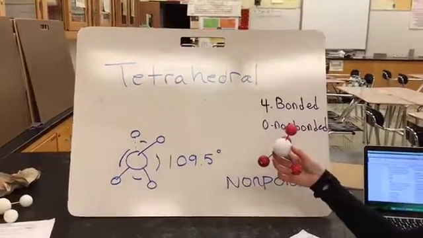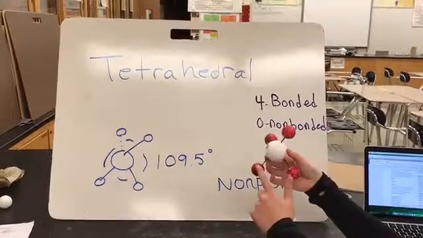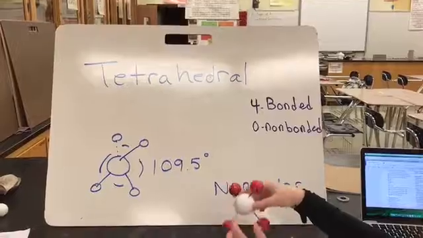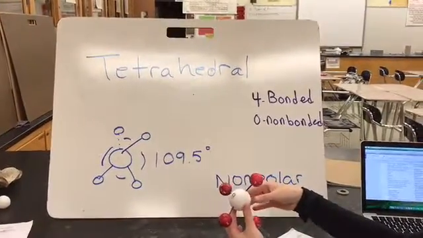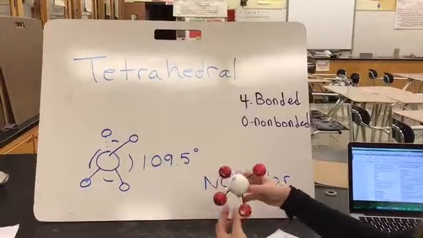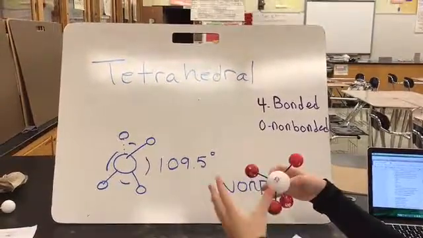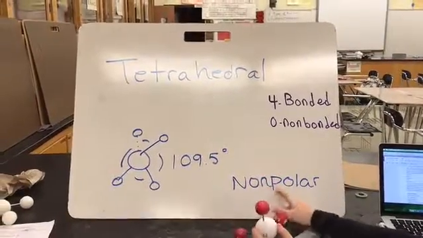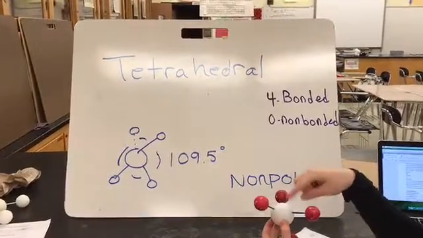Okay, so the third shape is a tetrahedral. It has 4 bonded electrons and 0 unbonded electrons. The bond angles are at 109.5 degrees between the bonded electrons. The shape name is tetrahedral because the 4 atoms would touch the corners of a tetrahedron. It is nonpolar because all the charges of the bonded electrons would meet in the middle.